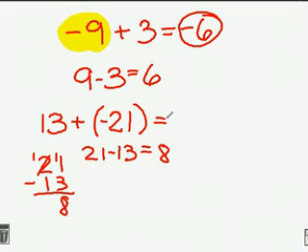Positive or negative? Negative. And a lot of you guys were saying, oh, because it's the bigger number. It's not the bigger number. It's the higher absolute value. The bigger integer would actually be 13. Okay? The higher absolute value is what we're going for here, which is which one is furthest away from 0.